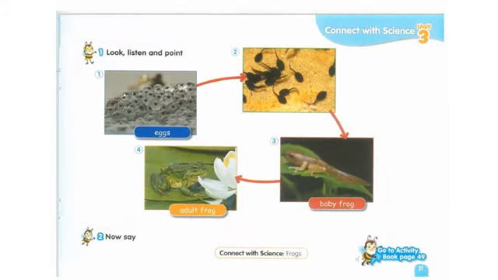Okay, these are the stages of life for the frogs, okay? They start as eggs here. Then the eggs hatch here. They become baby frogs and then adult frogs. Okay, next page.